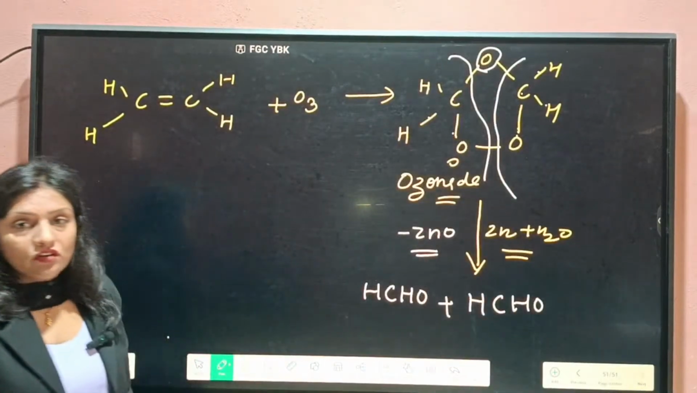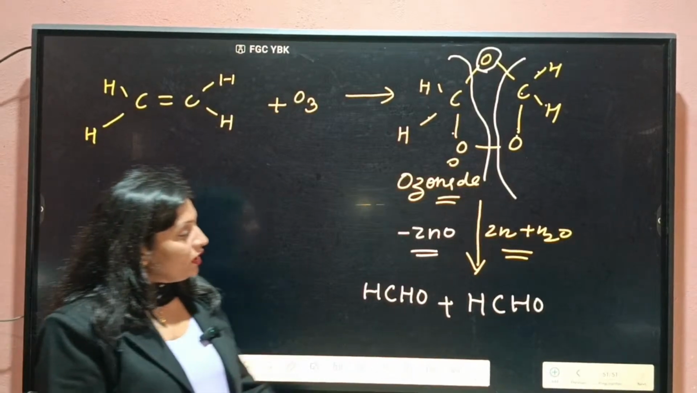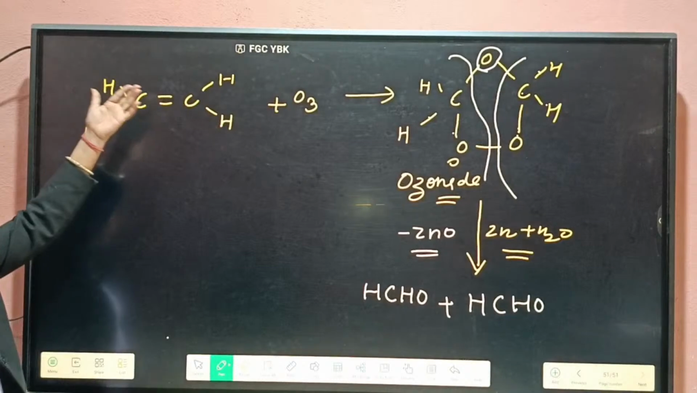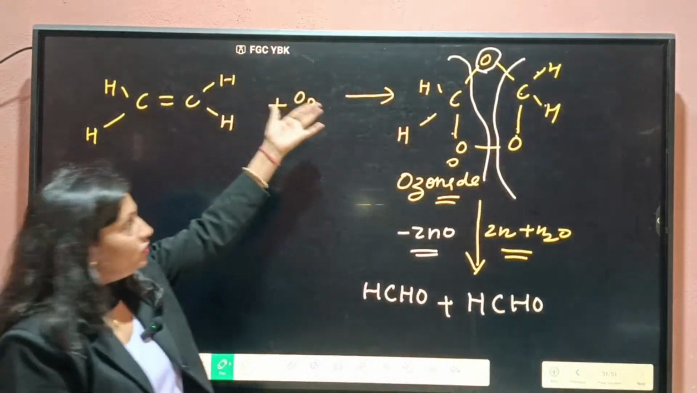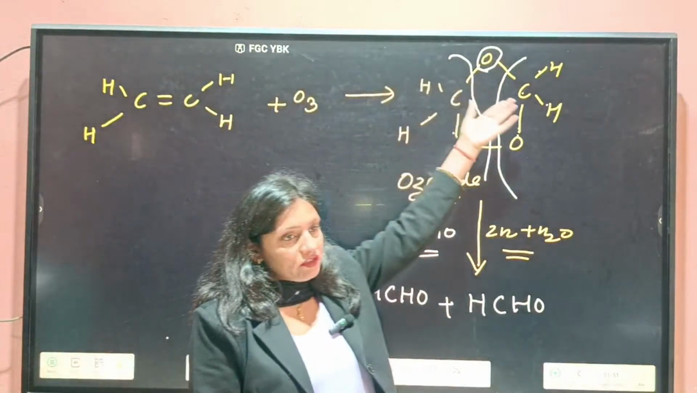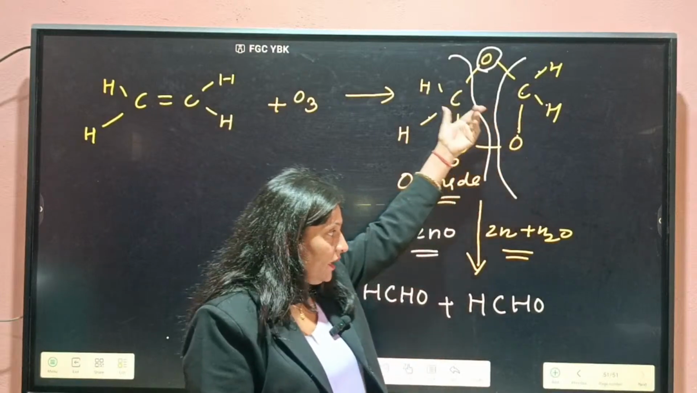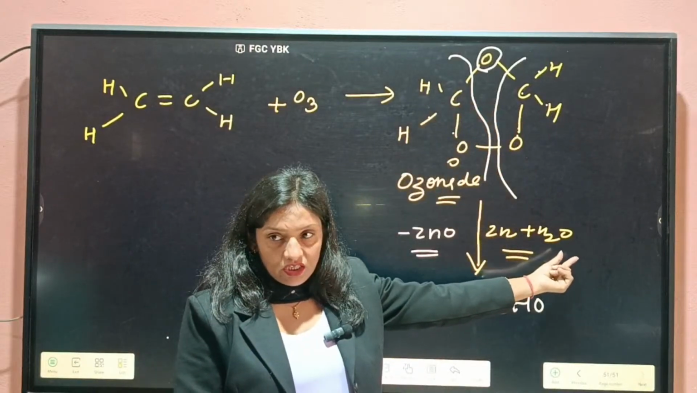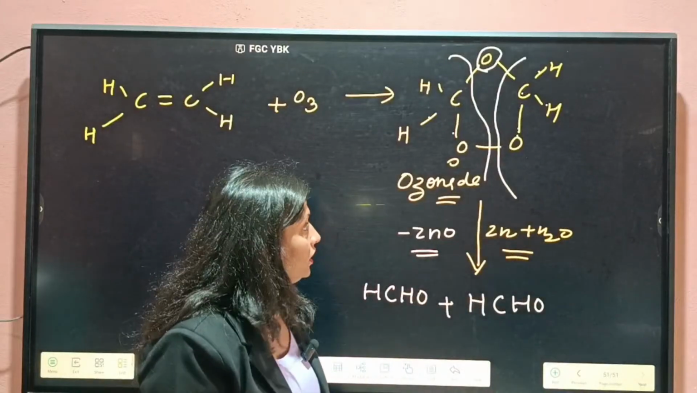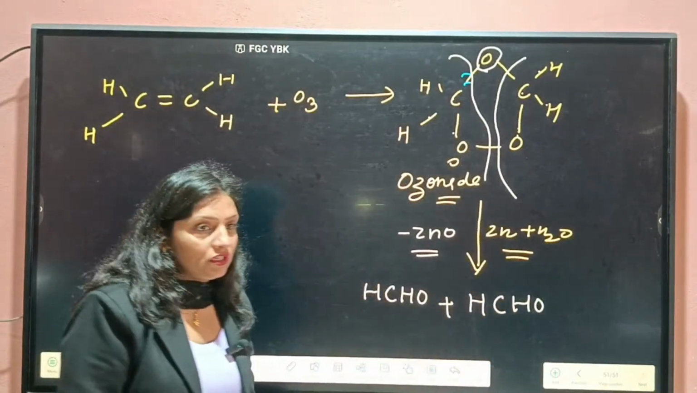Removal of zinc oxide. Okay, so students, this is the mechanism. Simply, first of all, you will do reaction with ozone. Then it forms ozonide. Clear? After that, you will do reaction with zinc. Then reduction takes place. Okay, so you can break in this way and you can write the product.